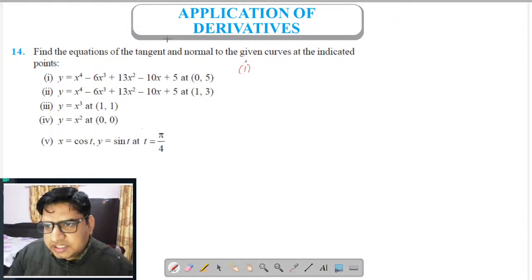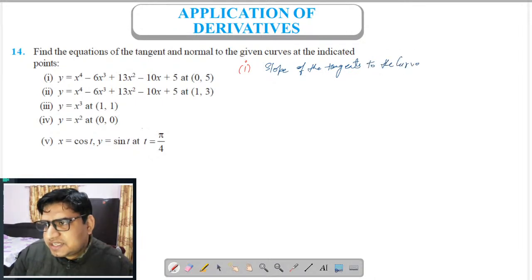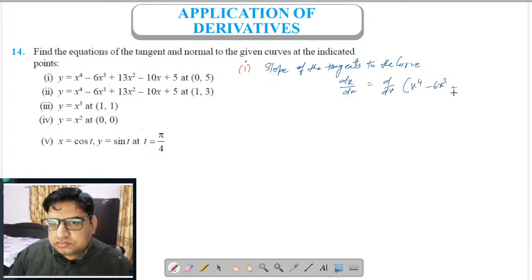Here in this question, let's see how it goes. First of all, we'll see the slope of the tangent to the curve, which is dy by dx is equal to d by dx of x to the power 4 minus 6x cube plus 13x square minus 10x plus 5.